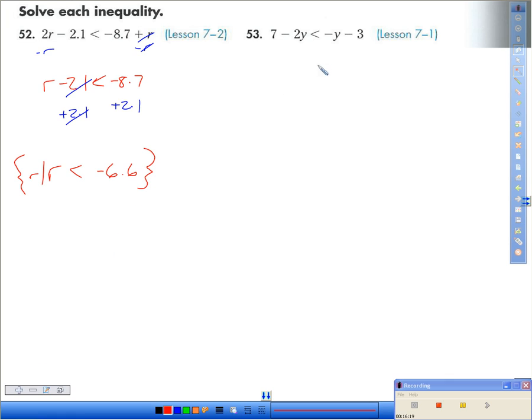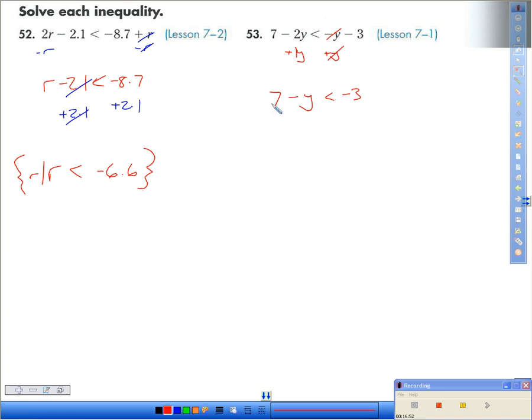On number 53, it's very similar. We have 7 minus 2y is less than negative y minus 3. We have variable terms on each side, so we need to get rid of one or the other. I'll get rid of the one on the right-hand side on this problem. Since we have minus y, I'll add y to the right and add y to the left. Minus y plus y, those cancel. So on the left, we end up with 7 minus y, that's minus 1y because we had negative 2 plus 1, is less than negative 3.